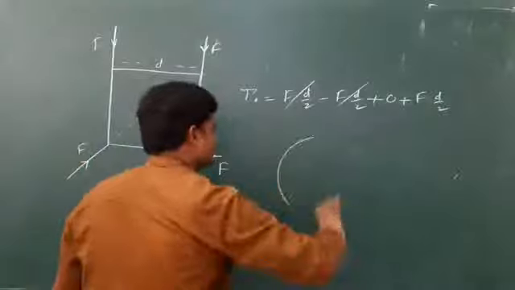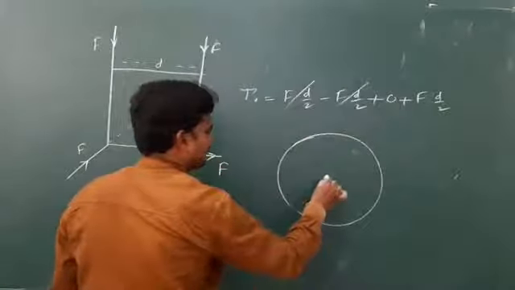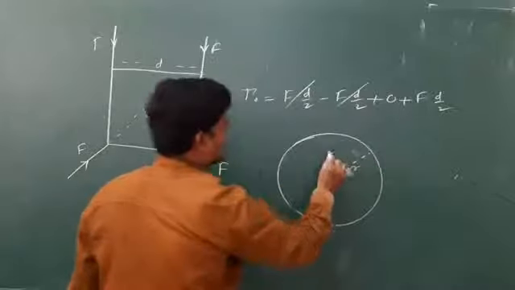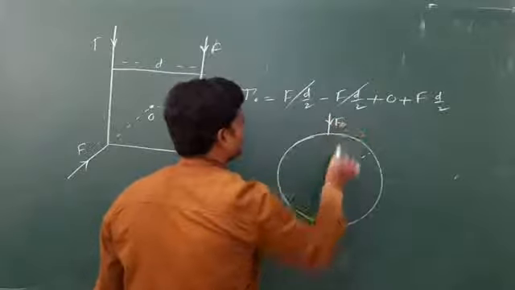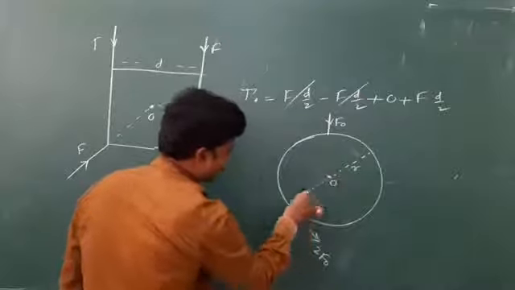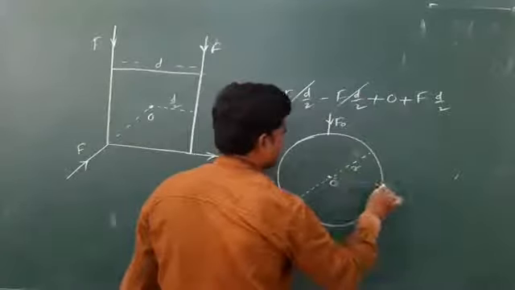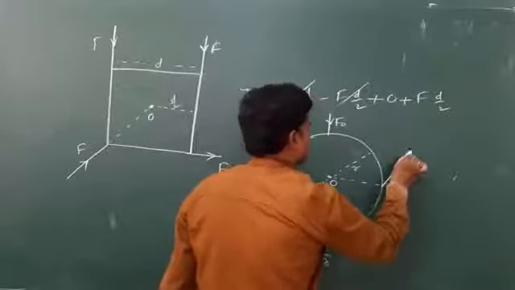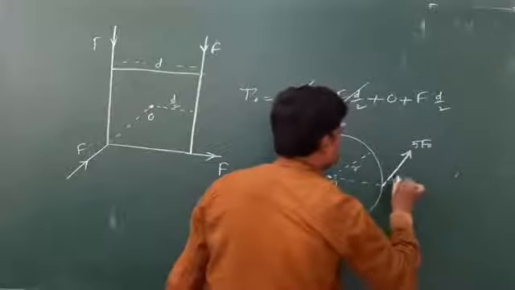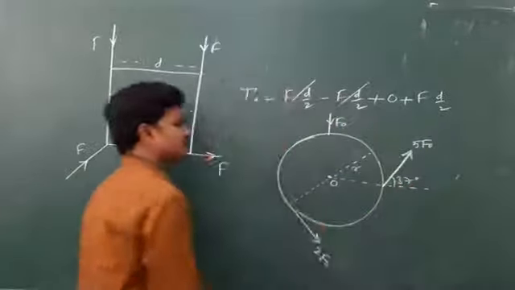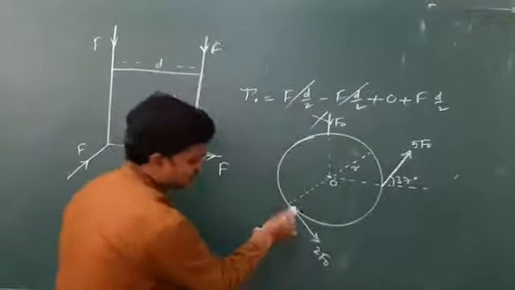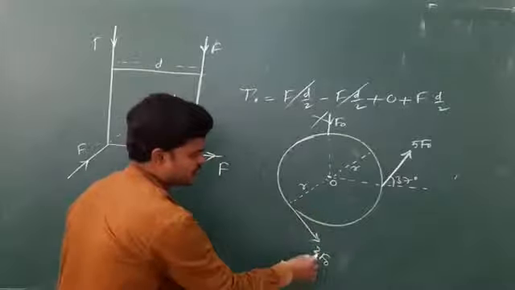In the same manner, you try this. Find torque about O as shown in figure. Radius is R. This is F naught, this is 2F naught, and this is 5F naught, which makes an angle 37 degrees. Do it fast. See, this does not create any torque about O. So this is cancelled. And this is a perfect distance, 2F naught into R.